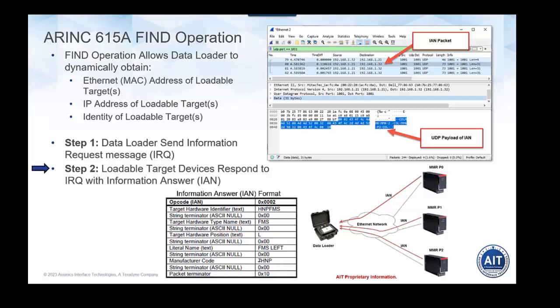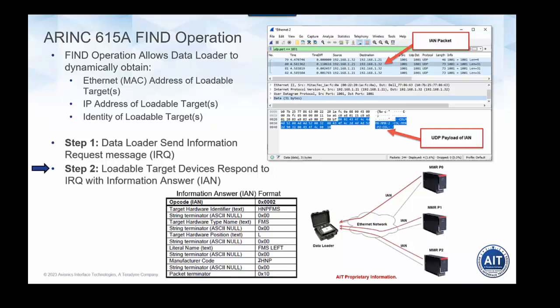It tells you what type of system it is. In the table, it's a flight management system. It tells you the position. Most avionics systems are at least replicated, so they'll have a right and a left position, or in the case of these MMRs, a right, left, and a center. So every responder indicates its position.